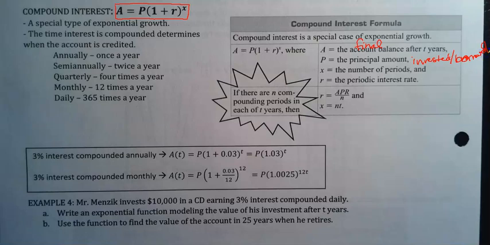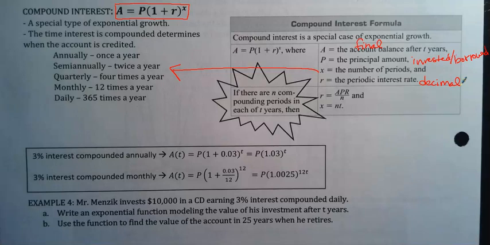You can't even read that, my chicken scratch. Okay. So that's the money invested or borrowed. You still can barely read it. Sorry about that. X is the number of periods. Okay, so X is this stuff, the number of periods. And R is the periodic interest rate, and this is always as a decimal.